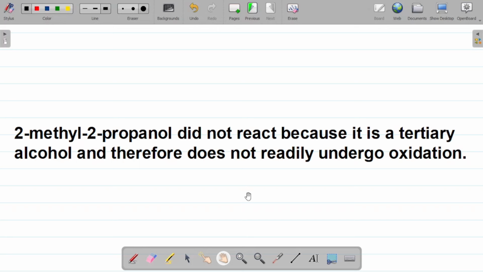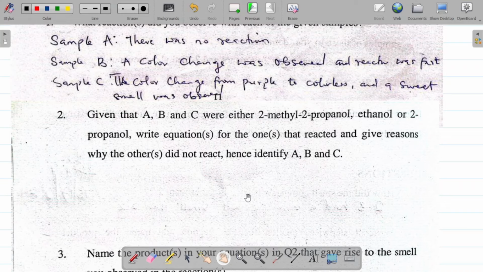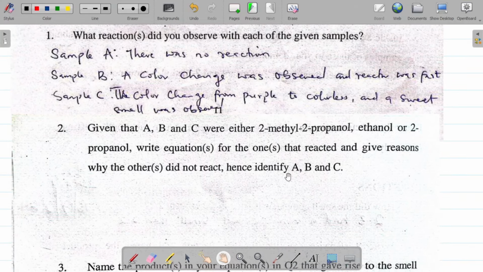Before that, we were also asked to identify samples A, B, and C. All right, so before question 3, we were asked to identify samples A, B, and C. Let me do that one here. Let's say sample A. What's sample A exactly? Now, for A, B, and C, one of them is a primary alcohol, one of them is a secondary alcohol, and the other one is a tertiary alcohol. So let's see which would be which.